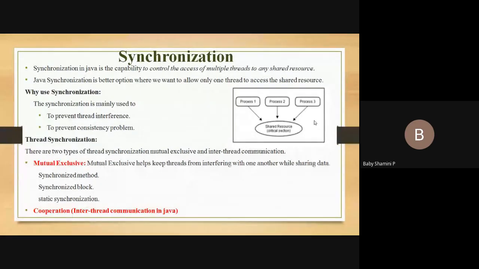Because, consider process 1. Process 1 wants to read the data from the shared region. At the same time, process 2 wants to write some operation on the shared region, which means a data inconsistency problem will occur. Consider I am process 1, reading something from a particular memory location. At the same time, another person writes data to that location, so obviously a data inconsistency problem will occur.